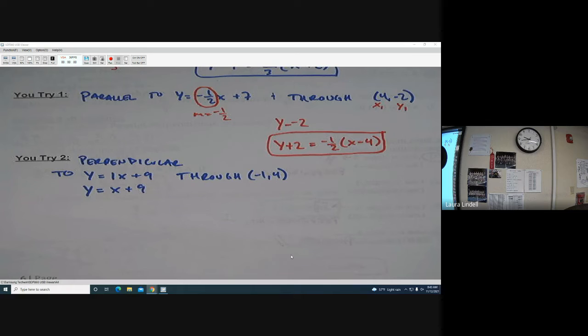All right, talk to the people around you, help each other out here. I got y equals negative 1 over 1 times x plus 1.